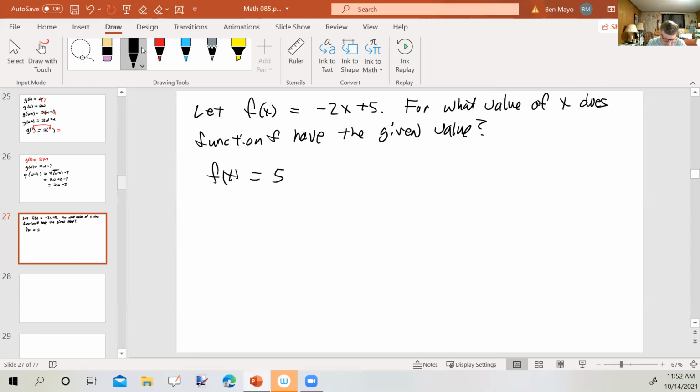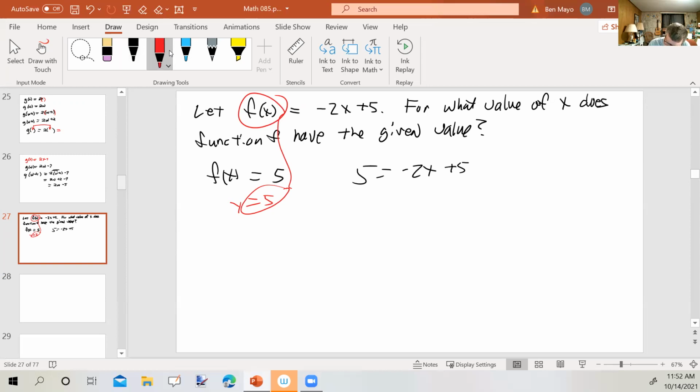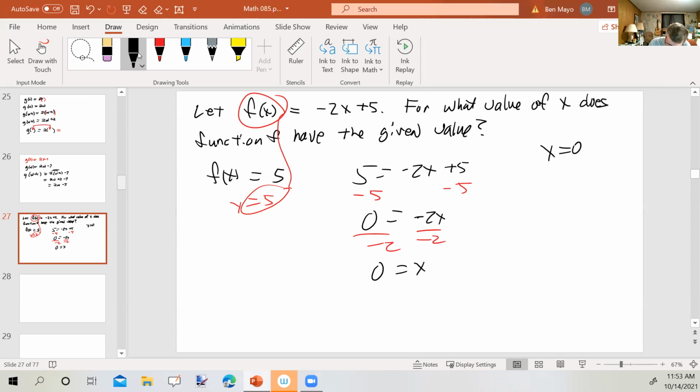So in the previous problems, we were given the input and asked to find the output. Now we're given the output because this is saying that y equals 5. So that's going to go right up here. So now we've got 5 equals negative 2x plus 5. Solve this thing for x. So we'd subtract 5 from both sides. 0 equals negative 2x. Divide both sides by negative 2. 0 equals x. So for what value of x does the function f have a given value? When x is 0. So in other words, f of 0 equals 5.